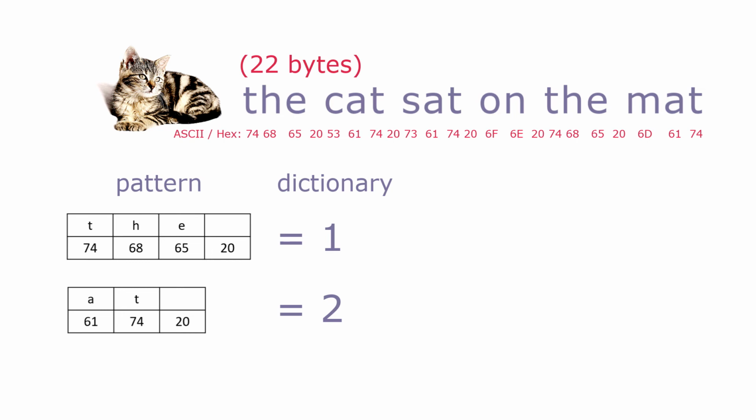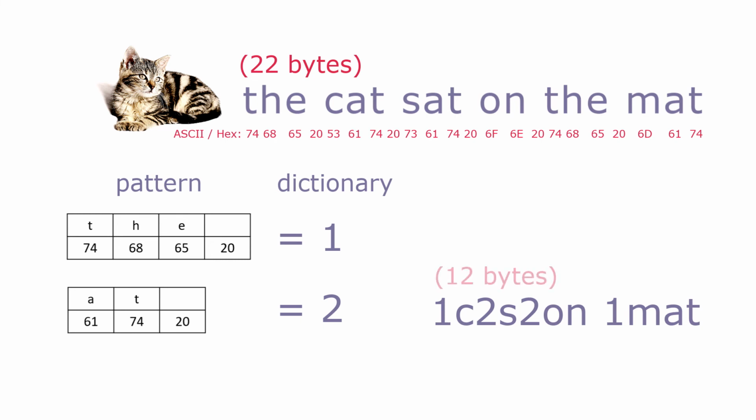Now, rewriting the phrase, we get 1C2 S2 ON space 1 MAT. This only consumes 12 bytes, almost 50% reduction. This is an oversimplified example, but is the basis for how zip files work. It works especially well with text files, but is actually a bit-level compression algorithm, so can be applied to any type of file.